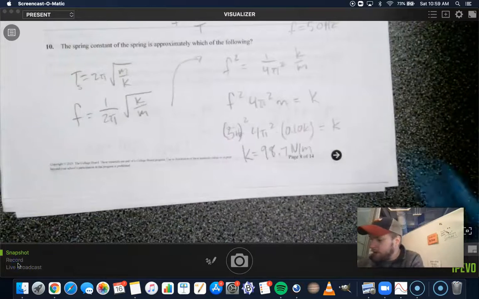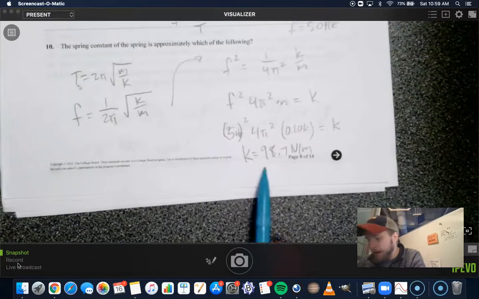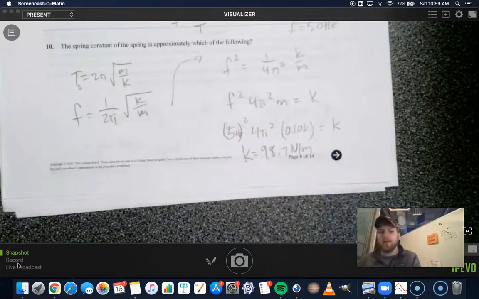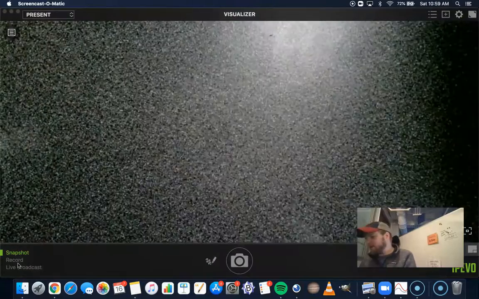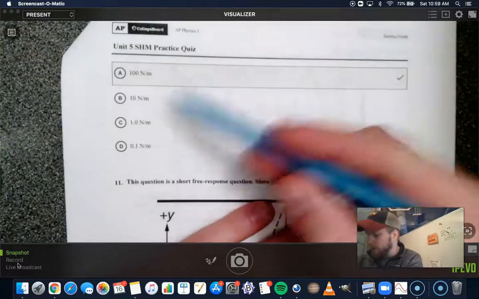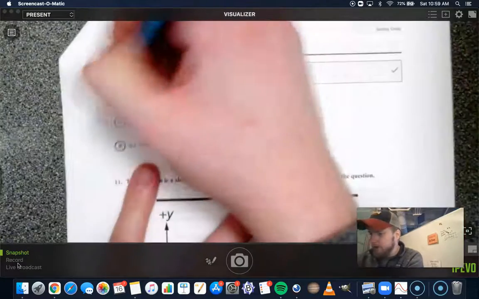This is another kind of unique one where you don't even need to look at the answers. You can get the answer by just doing the problem like it was a regular old problem. And we end up with 98.7 newtons per meter is our k. Let's see what the answer choices are. It says it's most nearly equal to, and it's most nearly equal to 100.